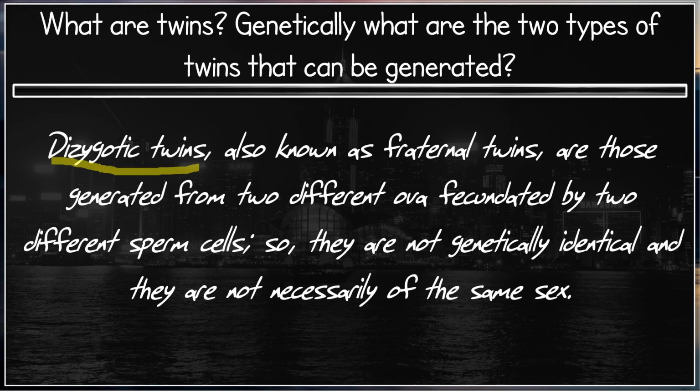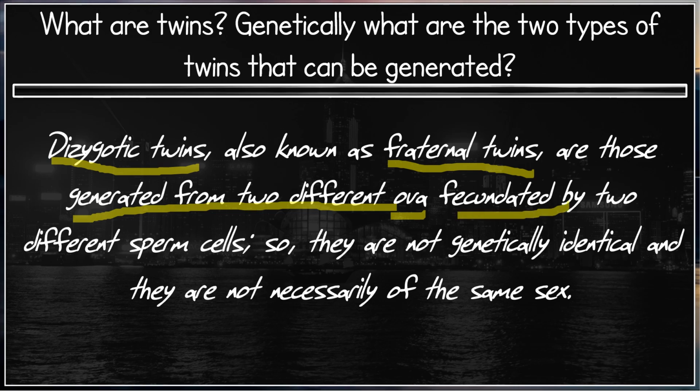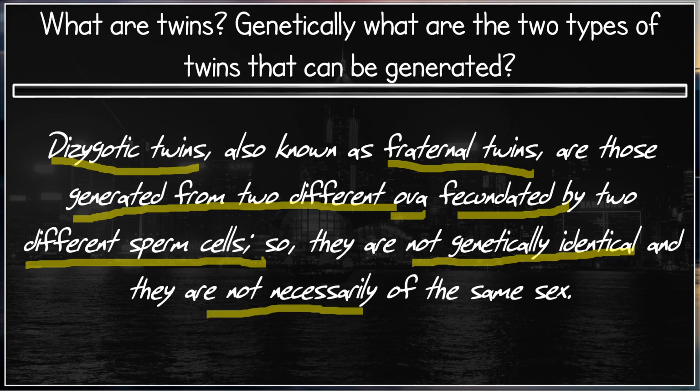Dizygotic twins, also known as fraternal twins, are those generated from two different ova, fecundated by two different sperm cells. So they are not genetically identical and they are not necessarily of the same sex.